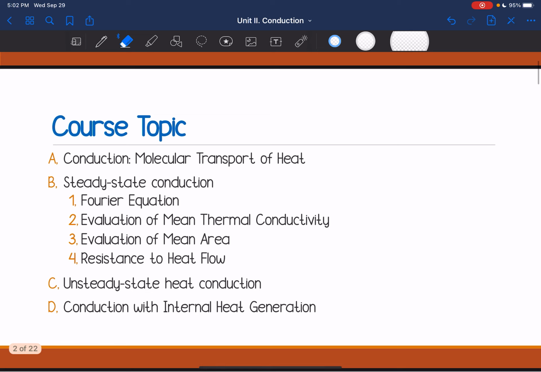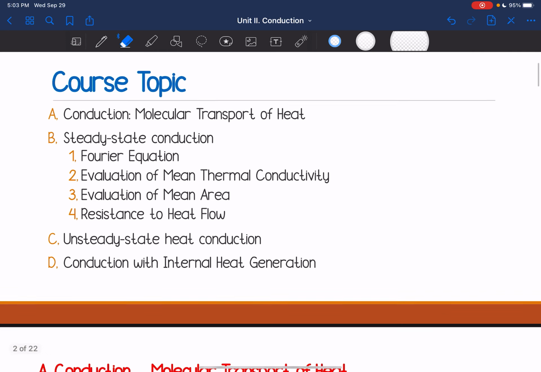Included in this lecture are 4 subtopics. One is conduction, defined as the molecular transport of heat. We'll be talking about steady state conduction, knowing about the Fourier equation, the evaluation of mean thermal conductivity, the evaluation of mean area, the resistance to heat flow, and we'll also be dealing with unsteady state heat conduction and how to obtain the solutions using your Fourier number and your Gurney-Lurie charts. And lastly, we'll be dealing with conduction with internal heat generation.